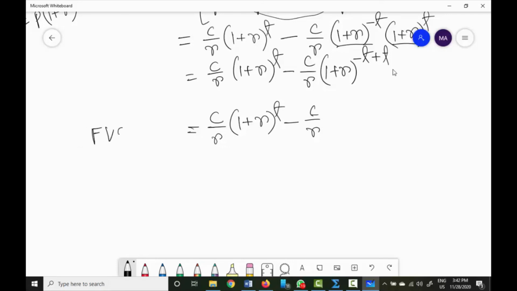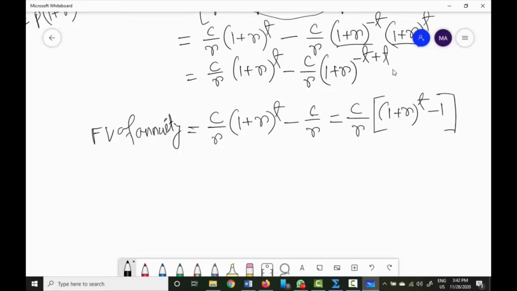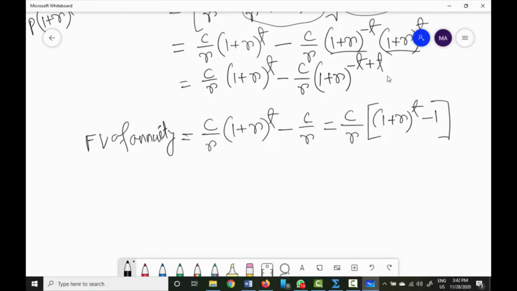So the future value of annuity: if you take C by R common here, we will be left with (1 plus R) power T minus 1. So in this way we can get the present value of annuity formula and the future value of annuity formula also, right? So that's the end of the time value of money lecture series.